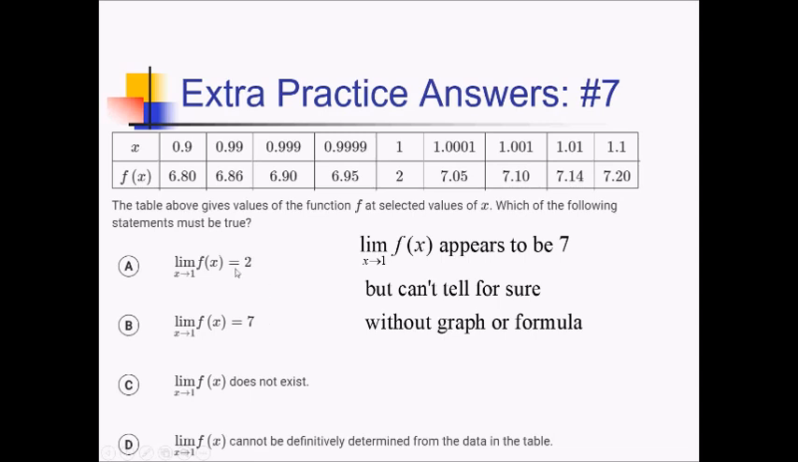Now, we definitely can't pick choice A either. I mean, the function value is 2 for sure. f of 1 is 2, but the limit could be completely different from the function value. And then there's choice C, that the limit does not exist. Well, it could be 7, so we can't say this one for sure either. So choice D, cannot be definitively determined, is the best answer on this one.